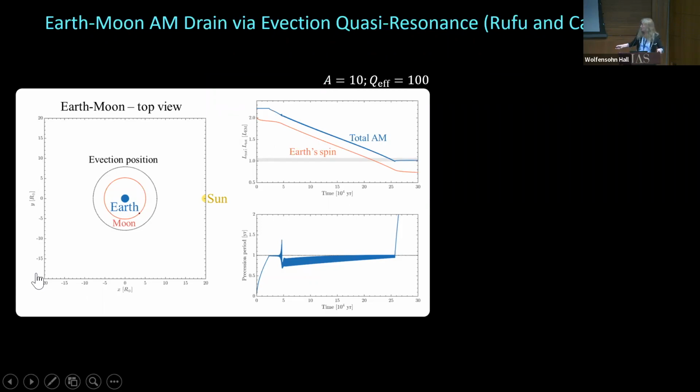So the plot on the left is an Earth-centered frame. We're looking down on the Earth-Moon system, with the moon's orbit in orange and the evection resonance position as the dashed circle. The top right plot shows the total system angular momentum and the angular momentum in the Earth's spin over time. The bottom plot shows the precession period of the moon versus time. When it's captured in evection, this is 1. And then this increase in the libration angle is associated with resonant escape. And then we'll talk about this interesting phase.